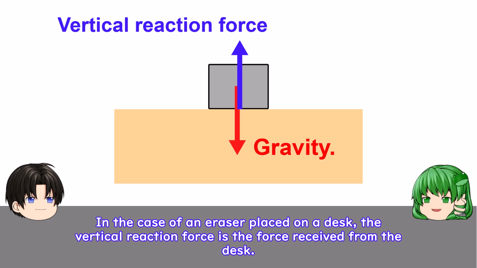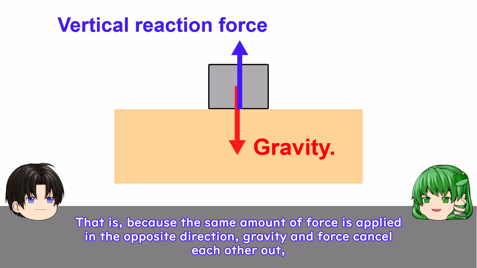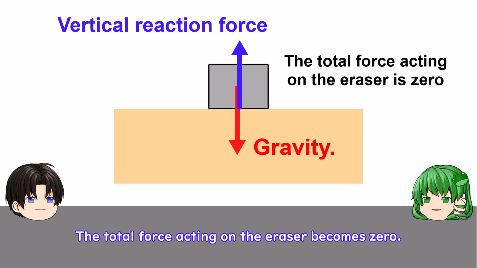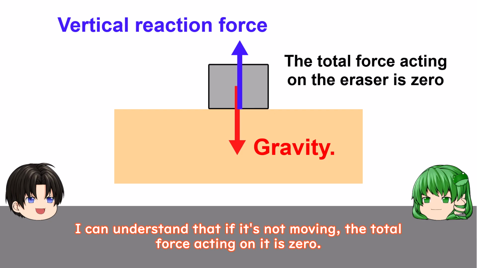In the case of an eraser placed on a desk, the vertical reaction force is the force received from the desk. It's being applied in the exact opposite direction with the same magnitude as gravity. That is, because the same amount of force is applied in the opposite direction, gravity and the force cancel each other out. The total force acting on the eraser becomes zero. I see. I can understand that if it's not moving, the total force acting on it is zero.